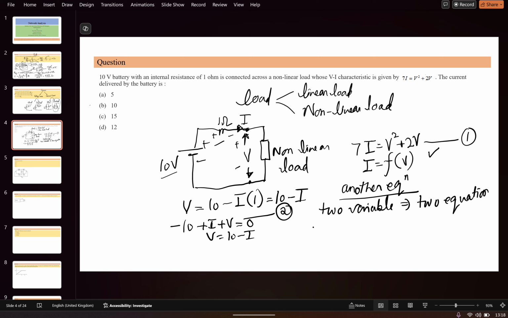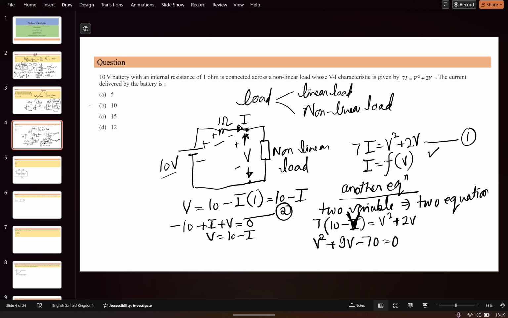Now we have both equations for getting the answer. Let's put the I part here. So 7I is equal to 7 times (10 minus V), which is equal to V squared plus 2V. If you solve it, you will get the equation V squared plus 9V minus 70 is equal to 0. Use your calculator and try to get me the answer.